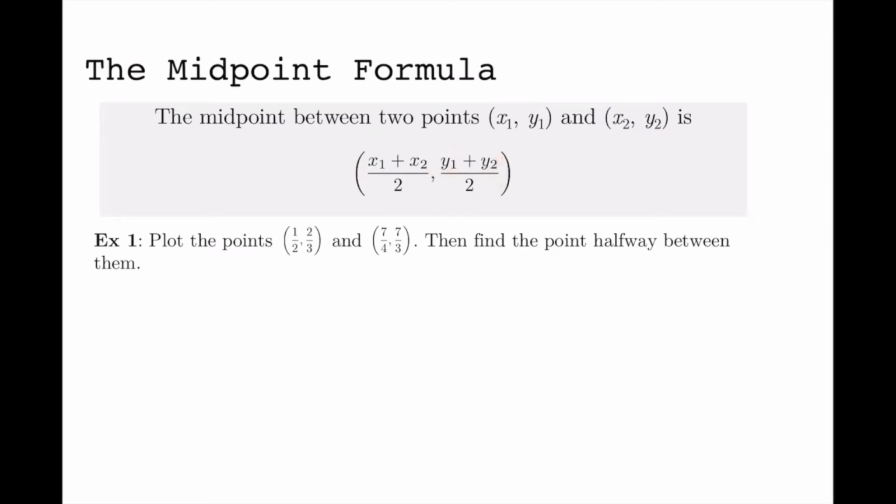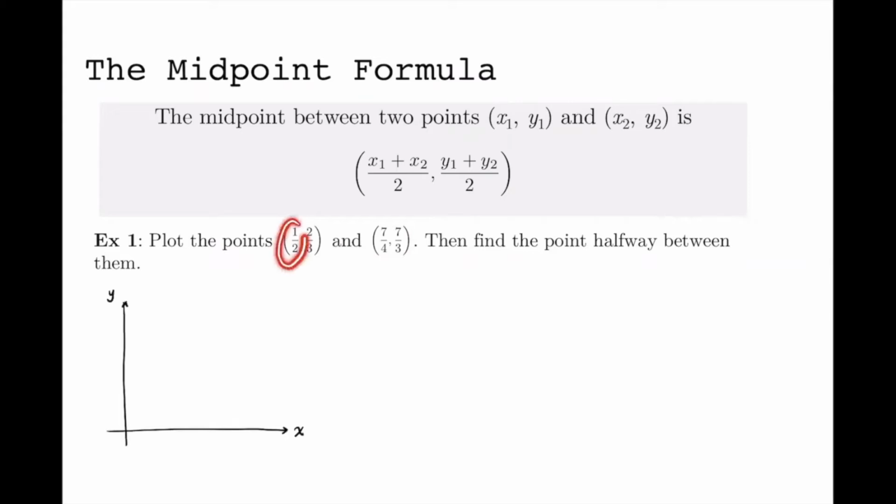So for example, let's plot the points (1/2, 2/3) and (7/4, 7/3) and then find the point halfway between them. In other words, the midpoint. Now I realize we have some fractions here. That's okay. We can just kind of estimate plotting them. So let's just draw a set of axes here. And I actually only need the first quadrant because everything here is positive. So I'm just going to make that bigger so that we can have a better picture.